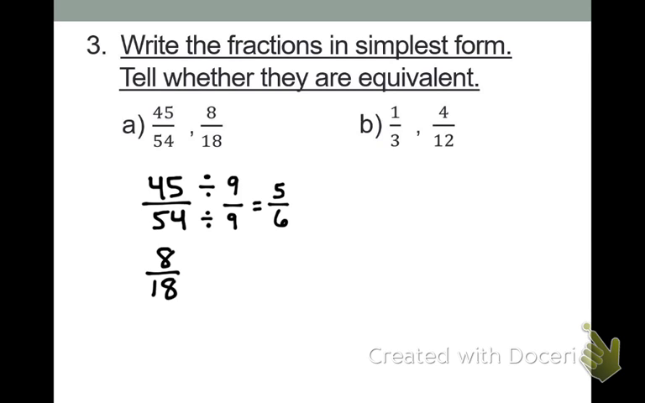Now, I am trying to figure out if this right here is equivalent to 8/18. The only way I can figure that out is if they both equal the same exact fraction whenever they are in simplest form. Let's figure out how to put 8/18 into simplest form. What number goes into 8 that also goes into 18? The number 2, not a 4. A 4 can go into an 8, but a 4 cannot go into an 18. So we've got to divide by 2 on top and 2 on bottom.